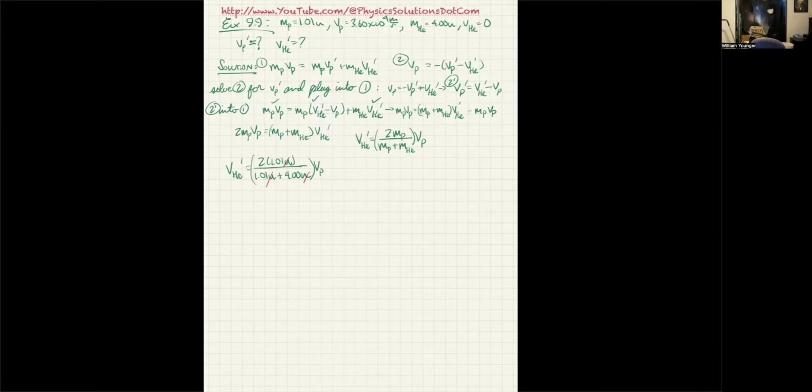So what I get is 2.02 over 5.01 times VP, and of course VP is 3.60 times 10 to the fourth meters per second. 2.02 divided by 5.01, that's 0.403 times 3.60 times 10 to the fourth gives me 1.45, and that's technically 1.451 times 10 to the fourth meters per second equals V helium prime.